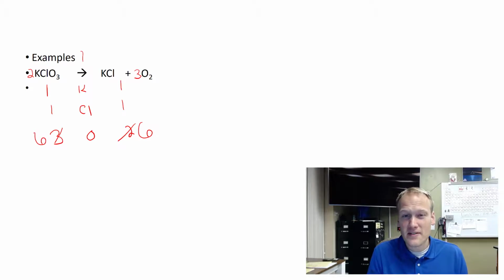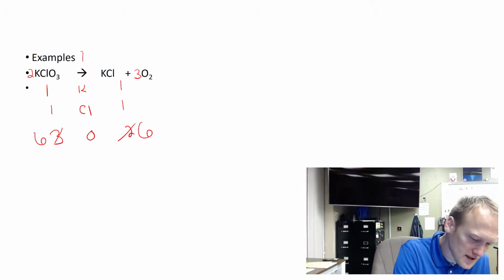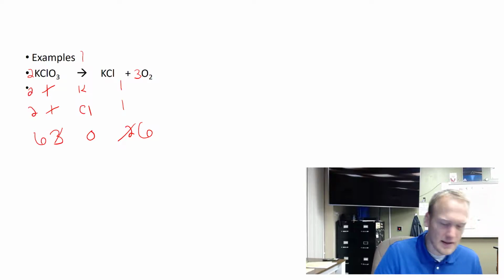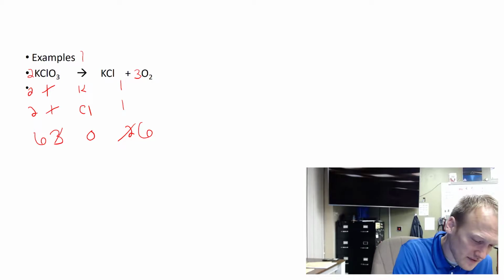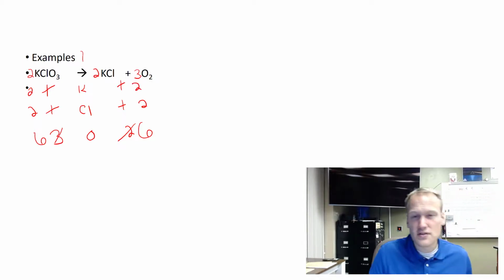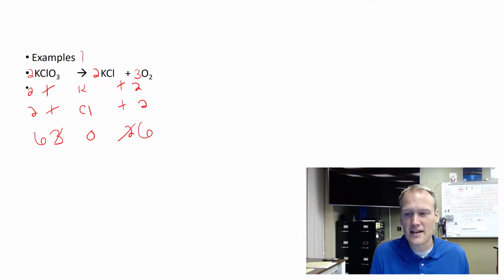But there's a problem. That coefficient also changes the number of potassium and the number of chlorine to 2. That problem's fixed pretty easily because we can put a 2 on the other side in front of this compound, and now you can see that we have 2 potassium, 2 chlorine, and 6 oxygen on both sides. This is balanced, and we are done.